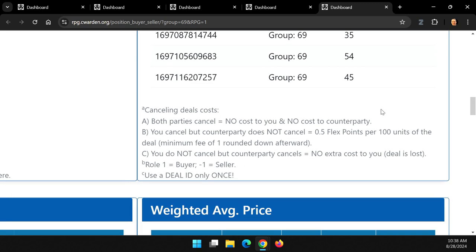Okay. And then down here are the very clear rules that you can try to follow. Pay attention to these rules down at the bottom, and you can see what you have to pay. All right, good luck with your canceling.